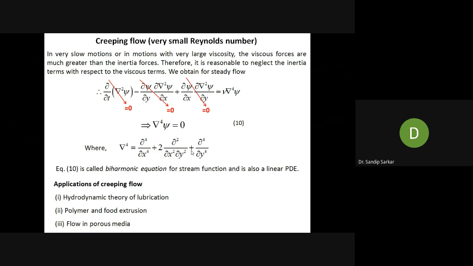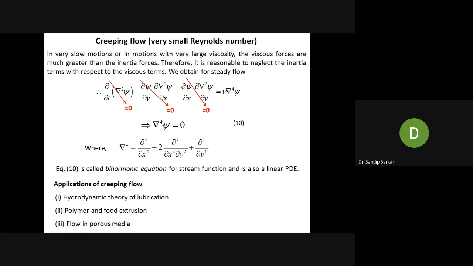Okay, any doubt on this slide? Anybody has any question? Sir, why is it called the biharmonic equation? Because this fourth term is appearing, the fourth power. Yes, that is why it is called the biharmonic equation.